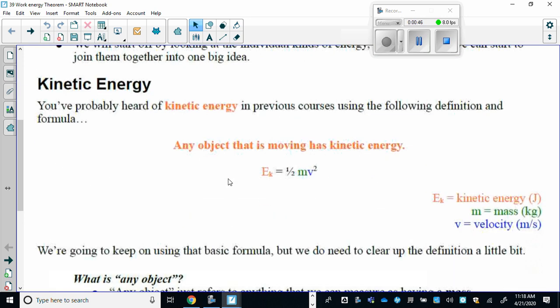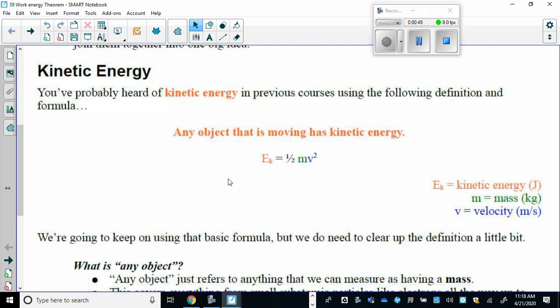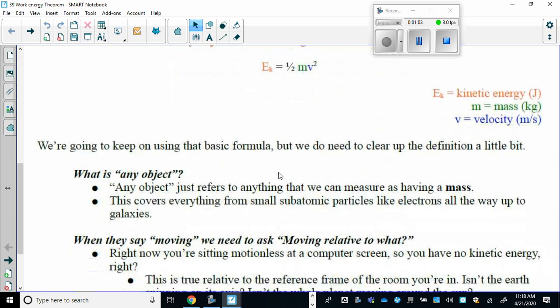Okay, then we go to kinetic energy. Now, you've done this in Science 10, so we won't spend too much time on it. Here's the formula for kinetic energy. Kinetic energy equals 1/2 times the mass of the object times the velocity squared. So any object that is moving has kinetic energy.